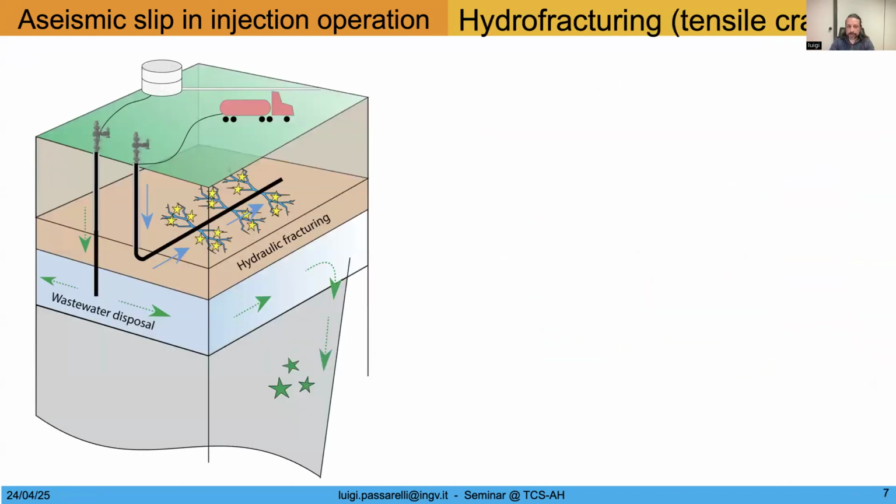And then the third process is hydraulic fracturing. Usually it's done in industrial operations to enhance, for example, permeability and induce fluid circulation, but also to do borehole measurements in terms of stress, the breakouts that they do.